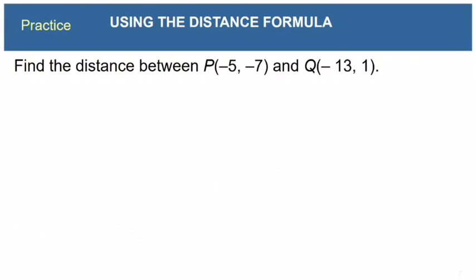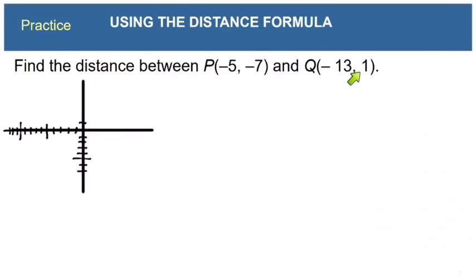Now here is one that you can go through on your own, so pause the video and give it a try, and then I'll go through it with you. Okay, here we go. The first thing I would do is draw myself a coordinate system, and I would plot these 2 points. -13, 1 is going to be 13 to the left and up 1. And -5, -7 is going to be 5 to the left and down 7. And now we want to find the distance between these 2 points.